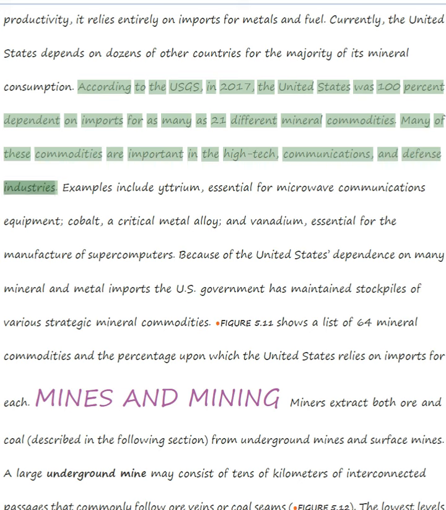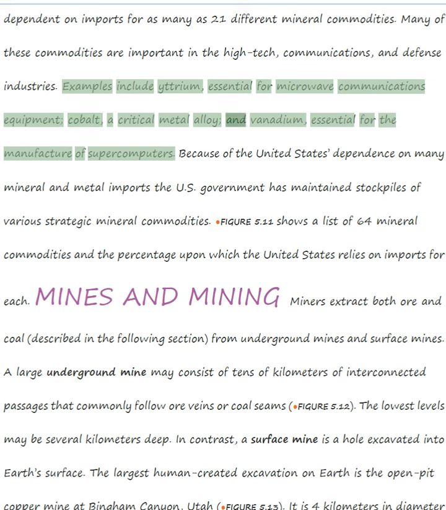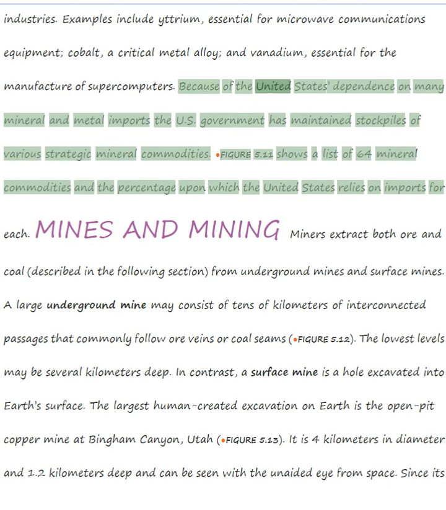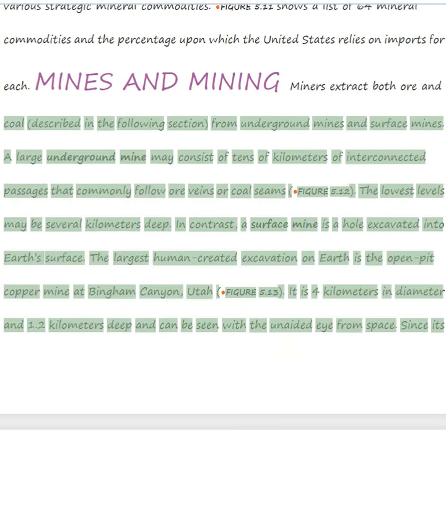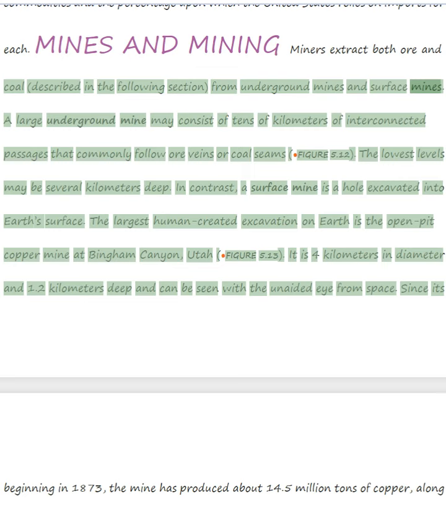Examples include yttrium, essential for microwave communications equipment, cobalt, a critical metal alloy, and vanadium, essential for the manufacture of supercomputers. Because of the United States' dependence on many mineral and metal imports, the U.S. government has maintained stockpiles of various strategic mineral commodities. Figure 5.11 shows a list of 64 mineral commodities and the percentage upon which the United States relies on imports for each. Mines and mining. Miners extract both ore and coal from underground mines and surface mines.